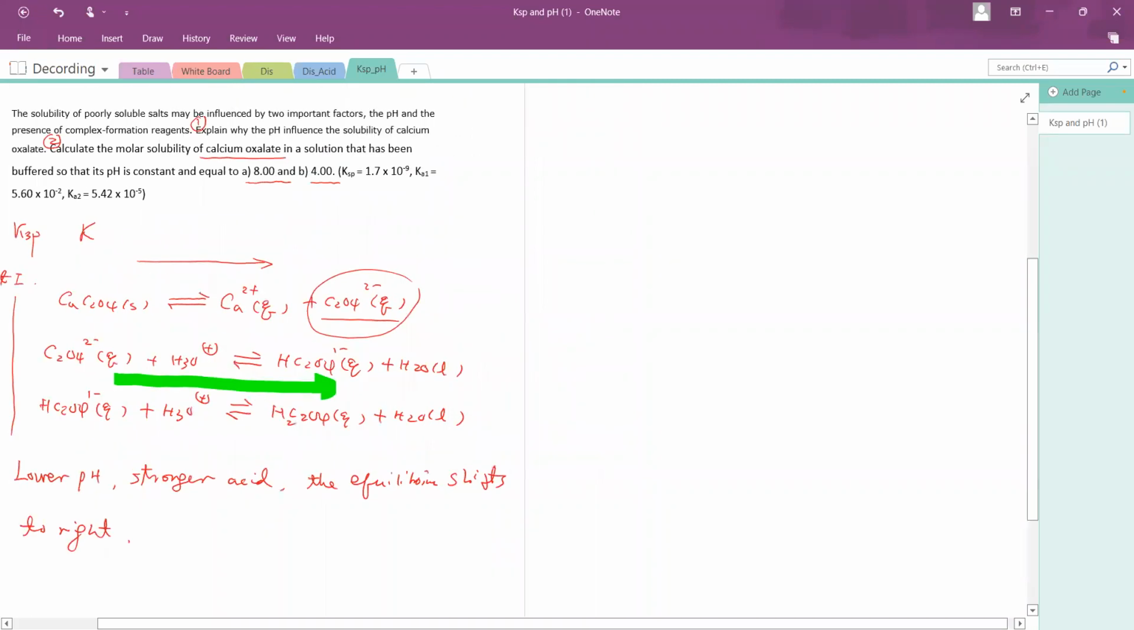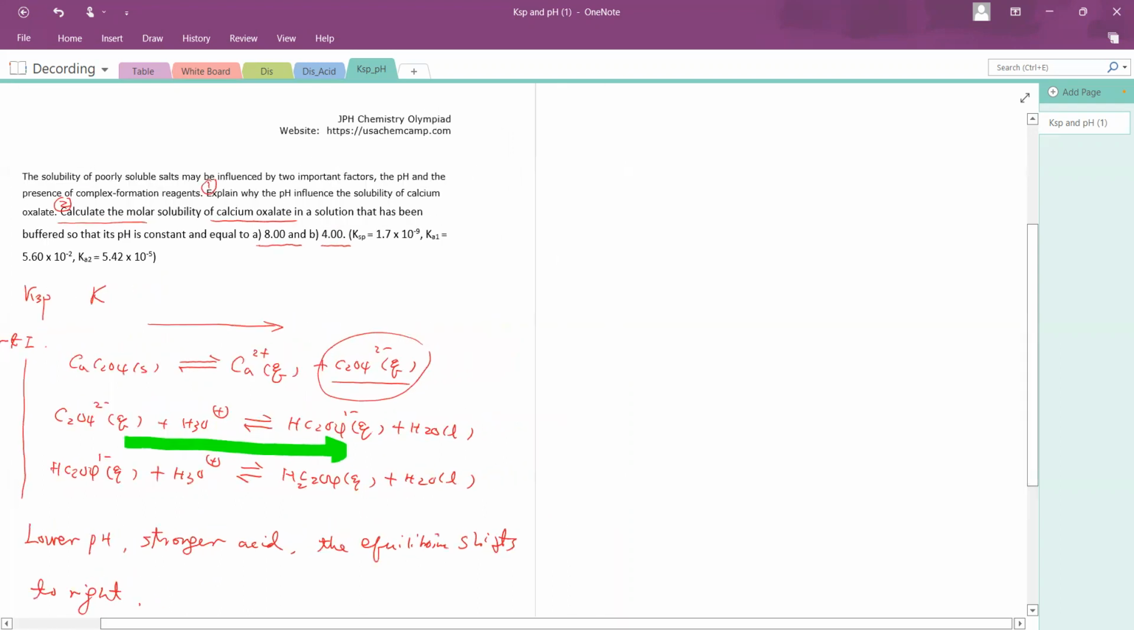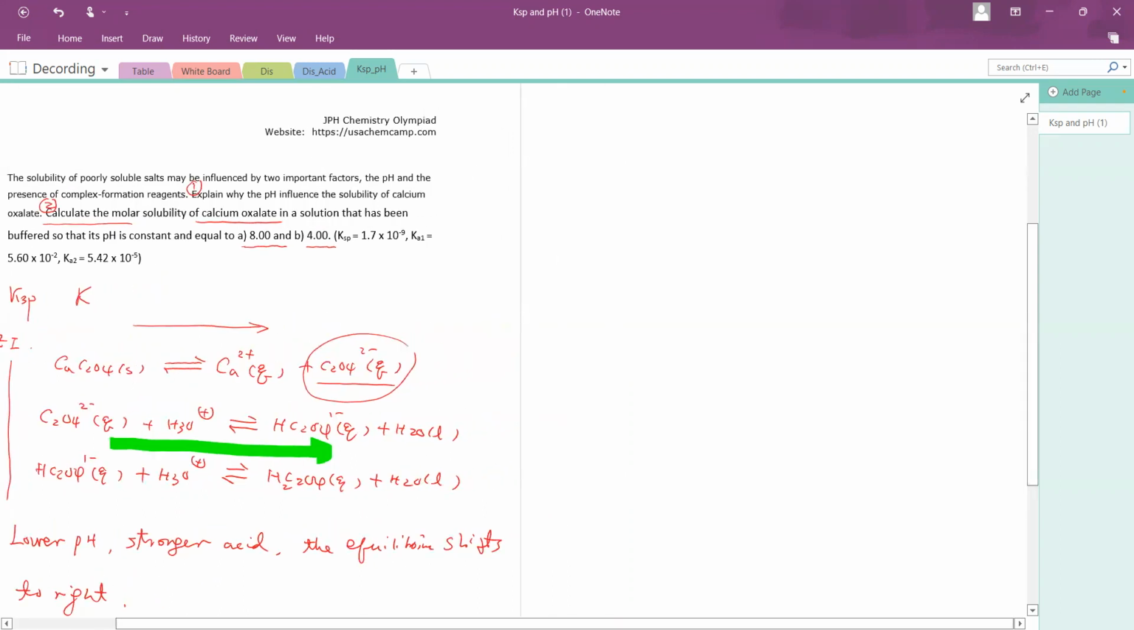Now, let's look at the second part. We are going to do the calculation. Here, I'm going to systematically use the mass balance and the charge balance, and discuss this question step by step, very detailed. Please make good notes. Now, the first step, I'm going to write here step by step.